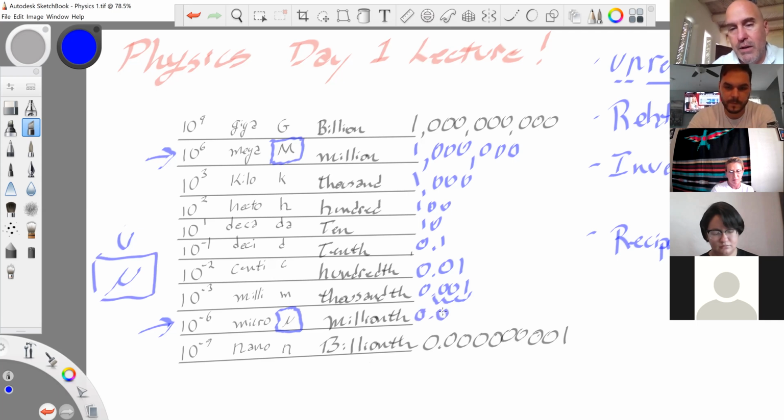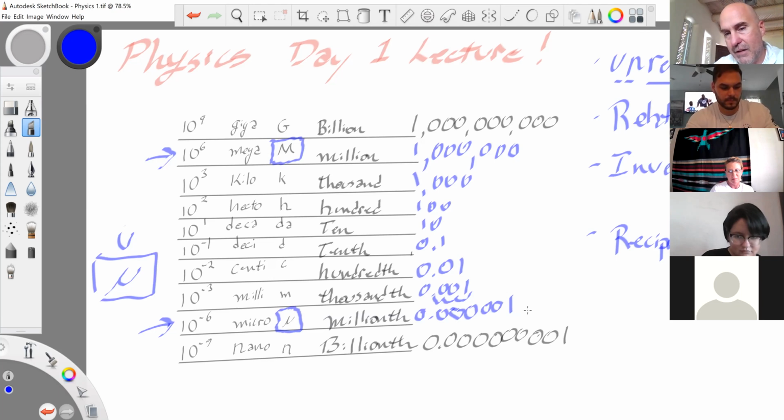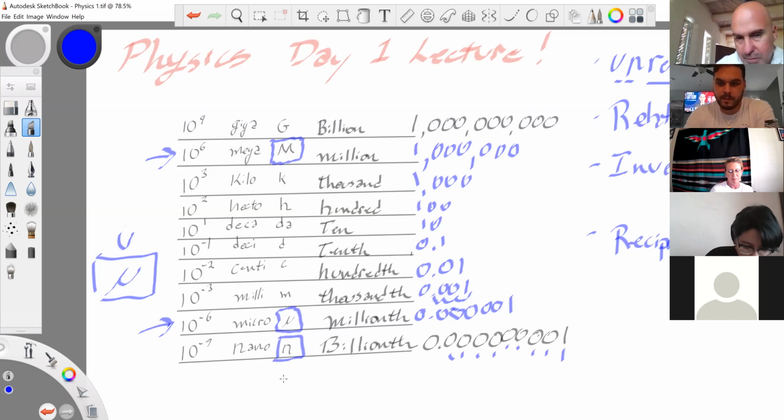So 0.123. That's right. We went from 3 to 6. I'm like, wait a minute. 1, 2, 3, 4, 5, 6. It's not 6 zeros. It's actually 5 zeros plus the 1. That makes the 6 decimal points. So the minus 6 is for 6. And then we have nano. Actually, we use nanos quite a bit as well. So that is a billionth. 1, 2, 3, 4, 5, 6, 7, 8, 9. So 10 to the minus 9th is a nano, and that is basically just a small n for that.